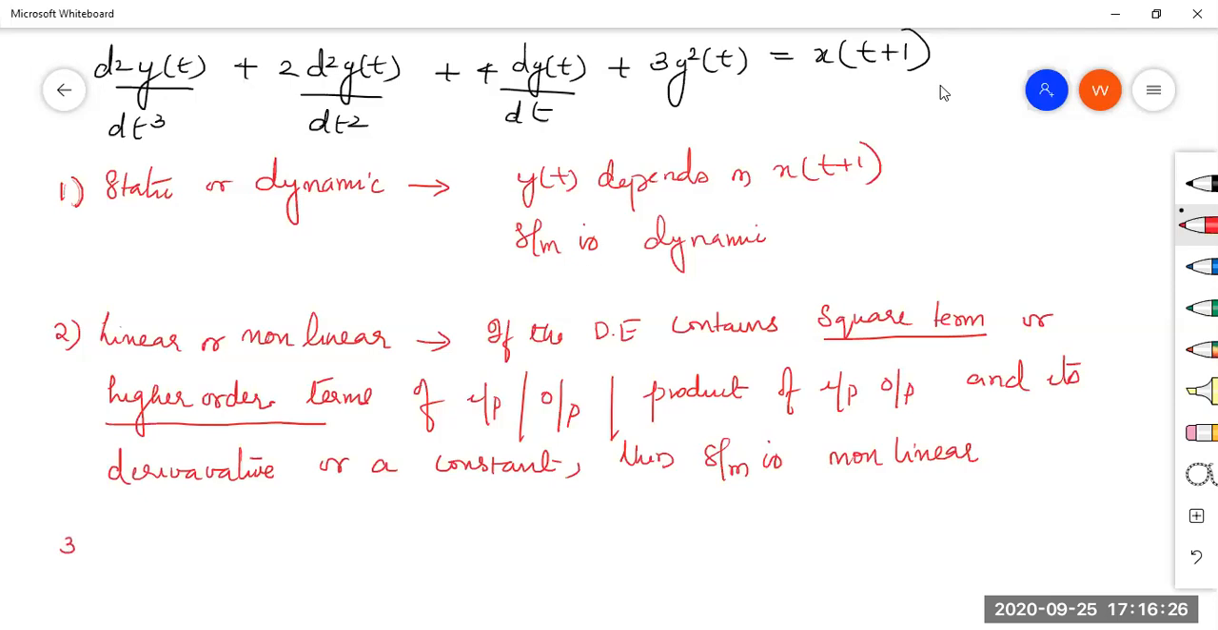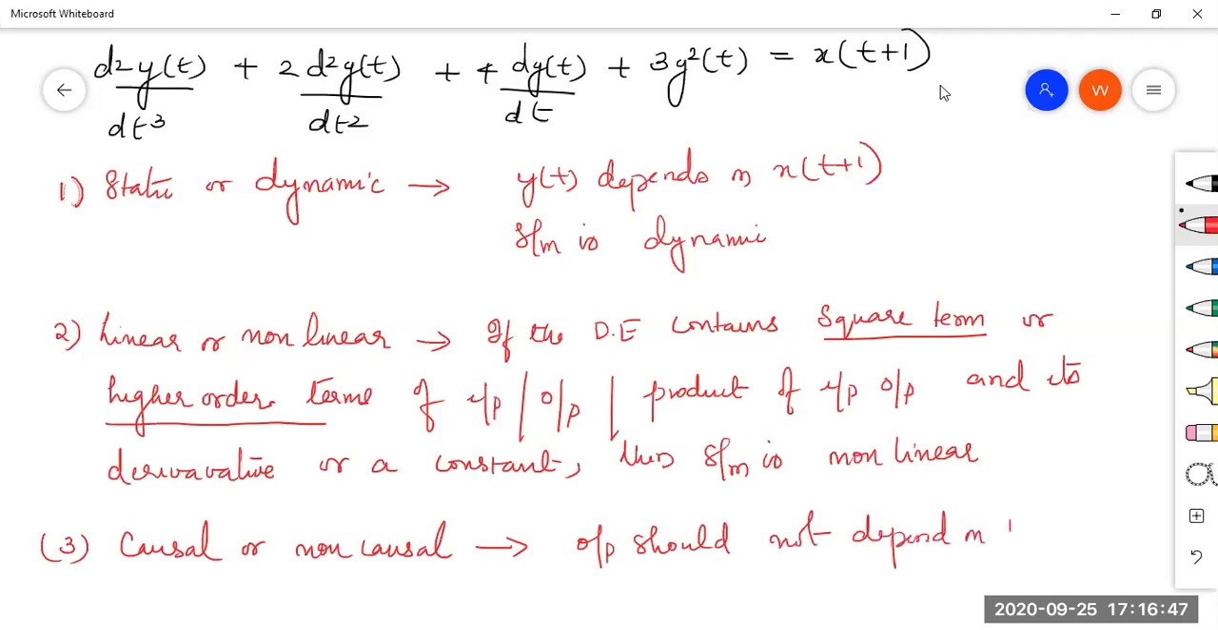Now the third one, we have to see whether the system is causal or non-causal. For checking whether the system is causal, the output should not depend on the future. Here you can see the output is depending on x of t plus 1. So it is depending on the future input. So you can say the system is non-causal.